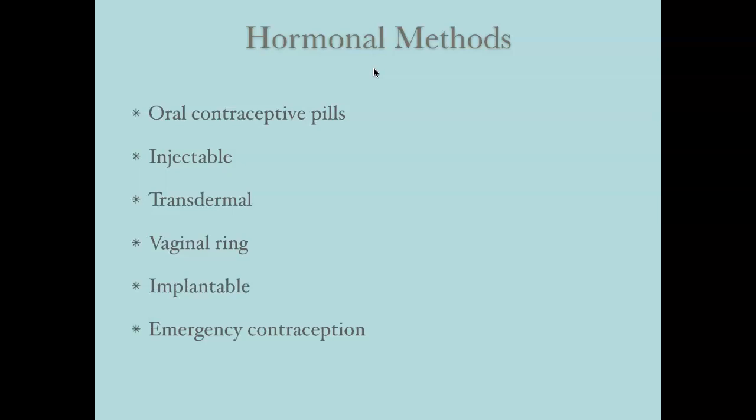And so let's look at our hormonal contraception. We have various methods of delivery in our hormonal methods: oral contraceptive pills, injectables, transdermal delivery, vaginal ring, implantables, and then emergency contraception.